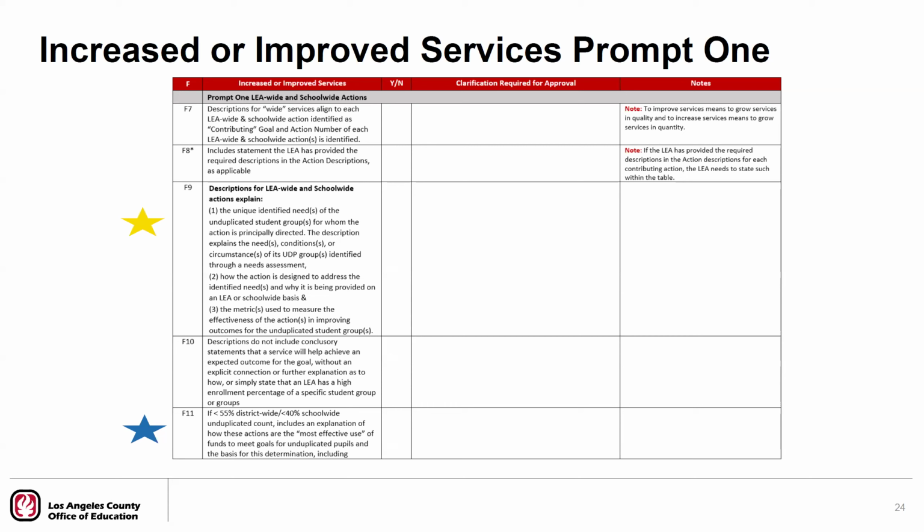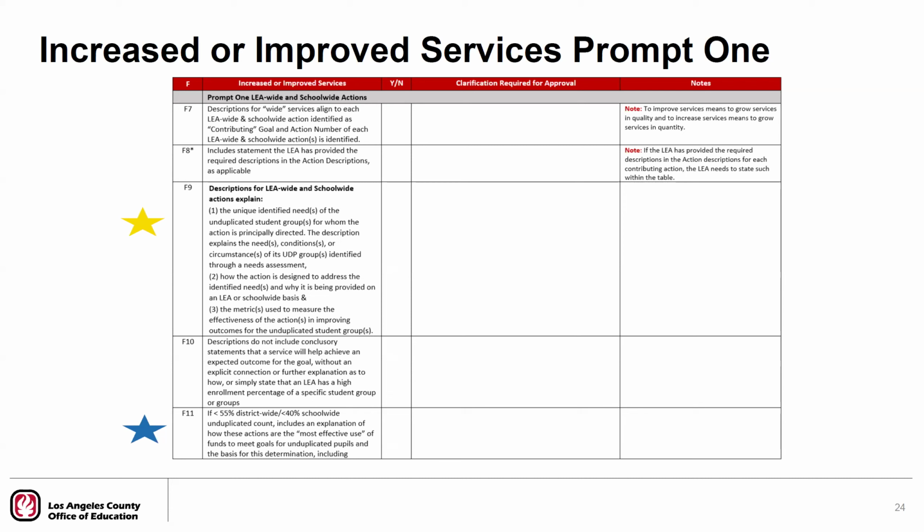So on the screen now, you see from our pre-review checklist two areas noted in the increased or improved services section for prompt one. And so today we're going to highlight the required descriptions for prompt one, which is for LEA-wide and school-wide contributing actions, and also where you see the blue star, the additional requirement for districts to provide an explanation of how LEA-wide and school-wide contributing actions are the most effective use of the funds.